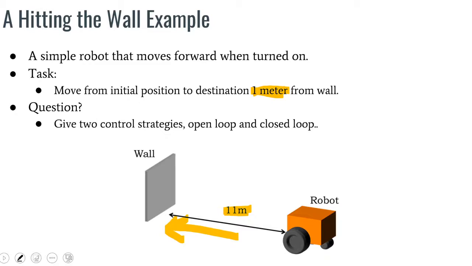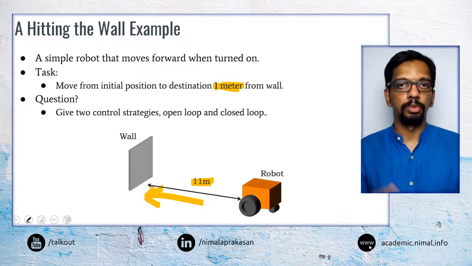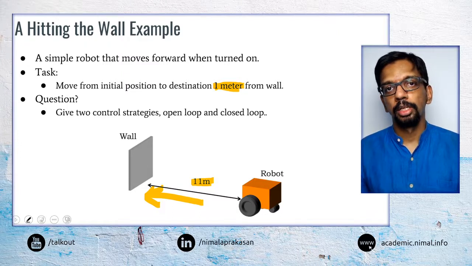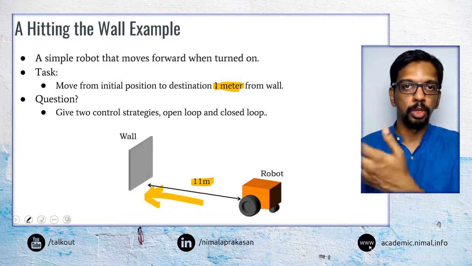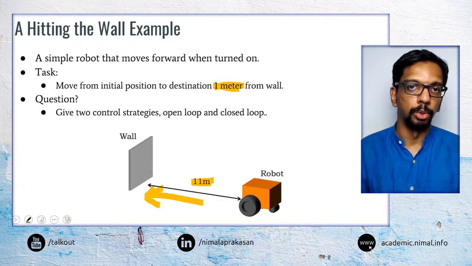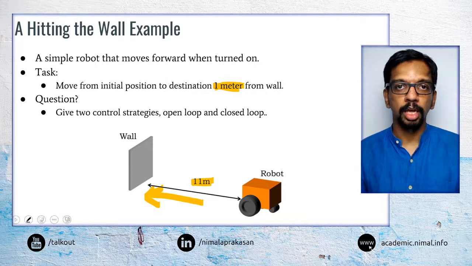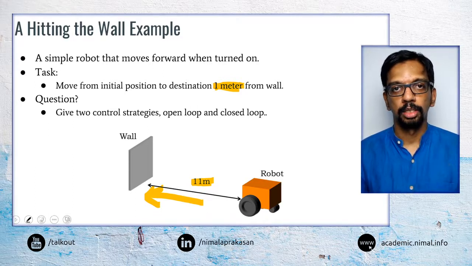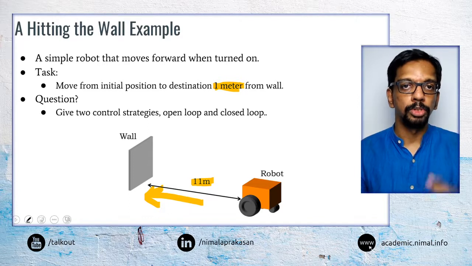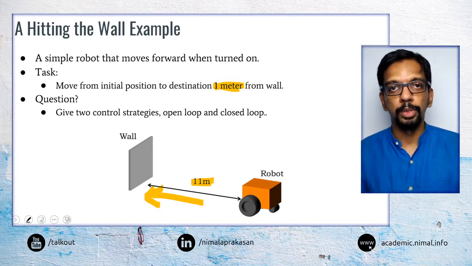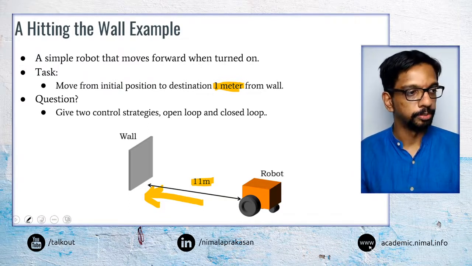So what are the two approaches we can have, a closed loop approach and an open loop approach? You can think of this even from a day-to-day life example. Say you have to walk towards the door and stop at the door. If that is the task at hand, how do you do that? What would be the approach in an open loop system, and what would be the approach in a closed loop system?